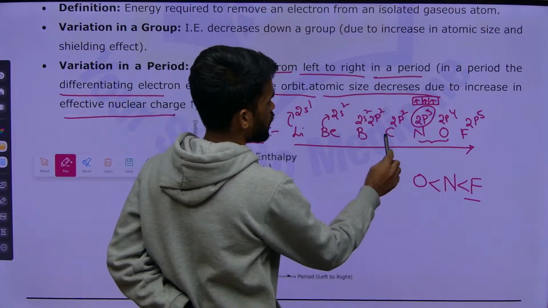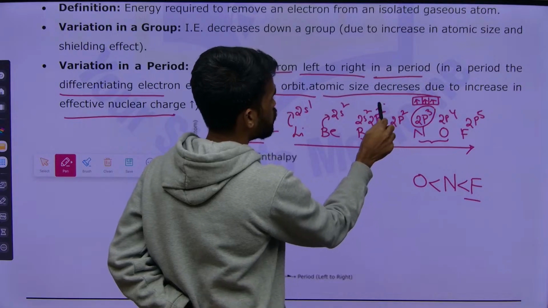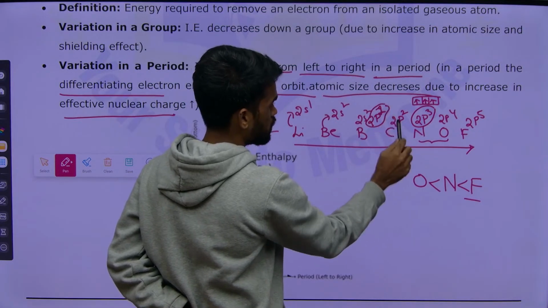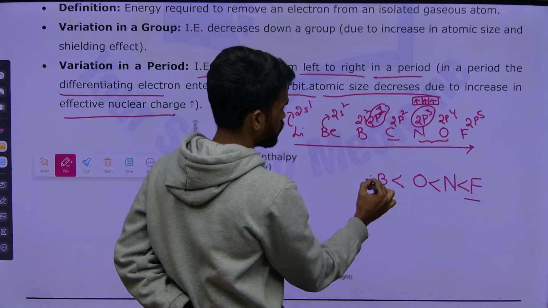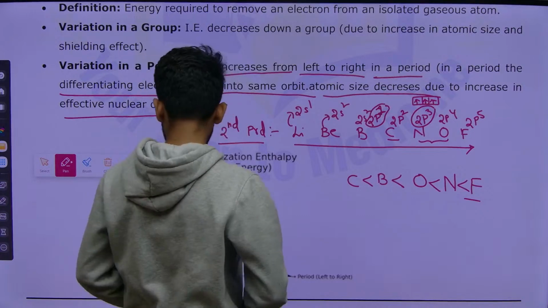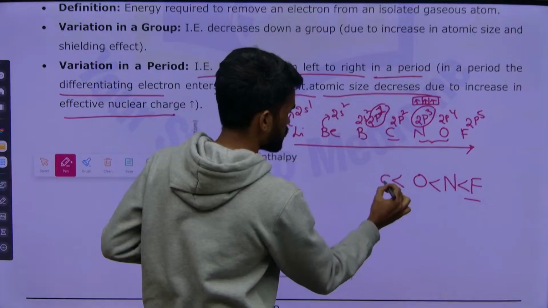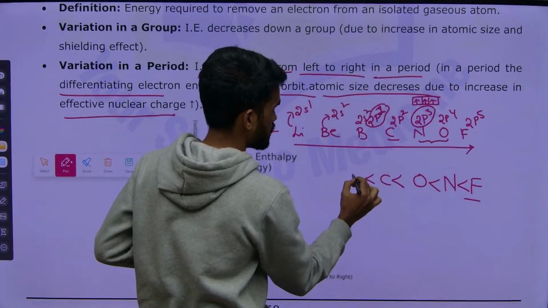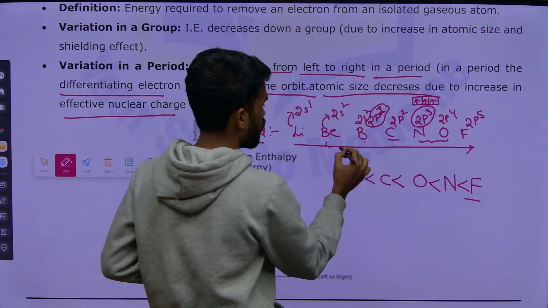Between carbon and boron, carbon is 2p2 and boron is 2p1. Removal of this one electron is easier than this second electron. Carbon is greater and boron is lesser. Between boron and beryllium you need to compare. Between boron and beryllium, how do you compare?